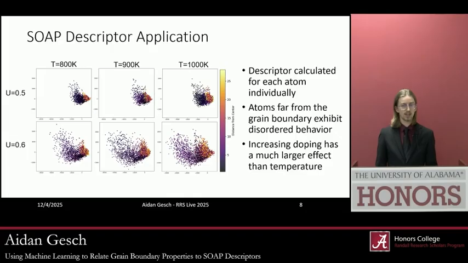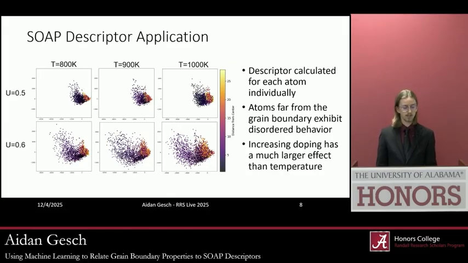Here you see a series of 6 images. These are representations of the descriptors of atoms in 6 different grain boundary structures at 3 different temperatures and 2 different percentages of silver. As you can see, the descriptor has different behavior based on if it is near or far to the grain boundary.